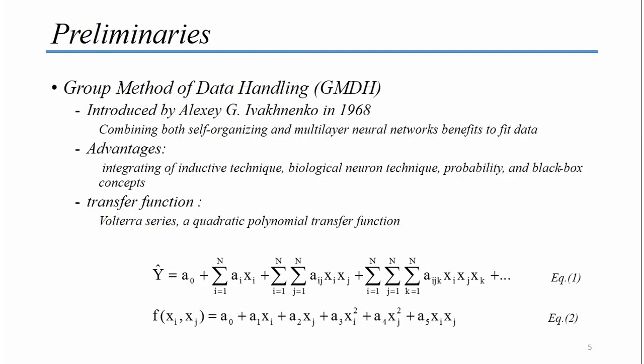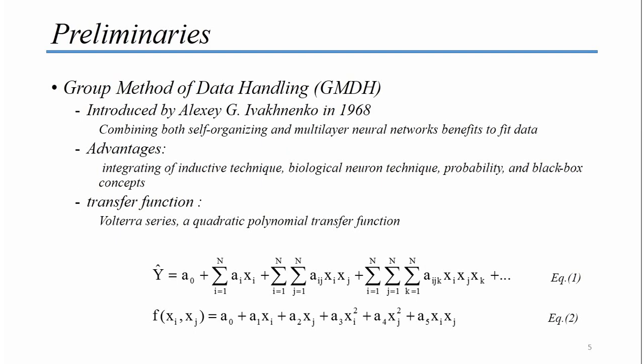In addition, we use GMDH type neural network in our hybrid algorithm. Group method of data handling, GMDH in short, was introduced by Alexei Ivakhnenko in 1968. The GMDH tries to automatically identify the best model structure of network and take the advantage of integrating of inductive technique, biological neuron technique, probability, and black box concepts.